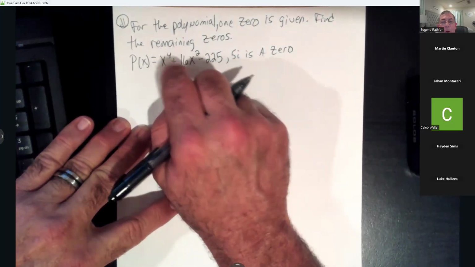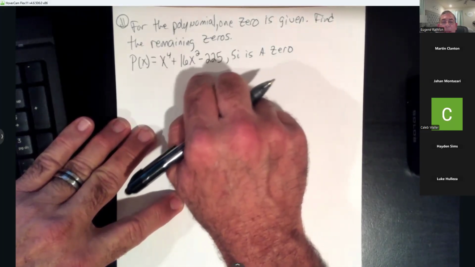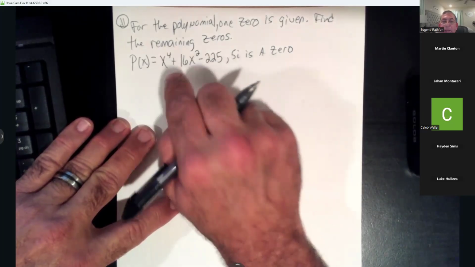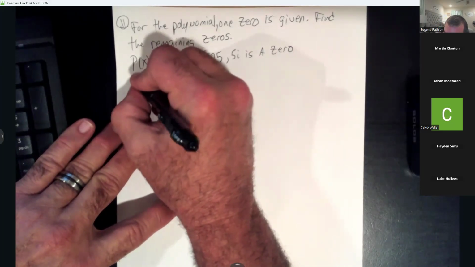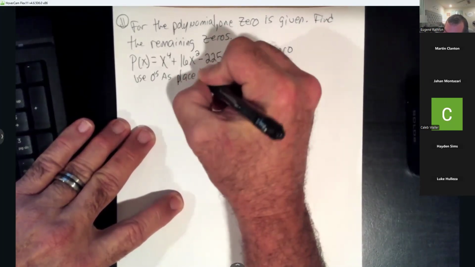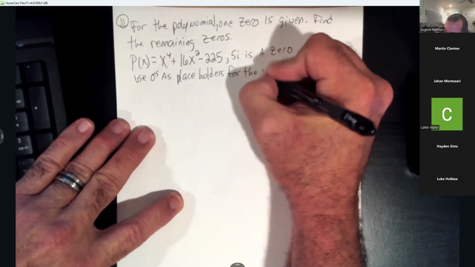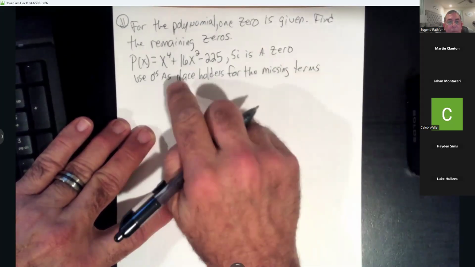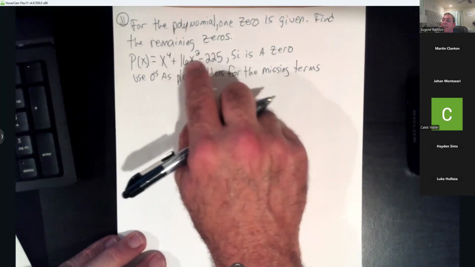Notice I got an x4. I don't have an x3 term. I got an x squared. I don't have an x term. And then I got a number at the end. So I need to use zeros on this one for the missing terms. So use zeros as placeholders for the missing terms. See, this is the first one y'all have encountered where you didn't have all the terms in descending order.